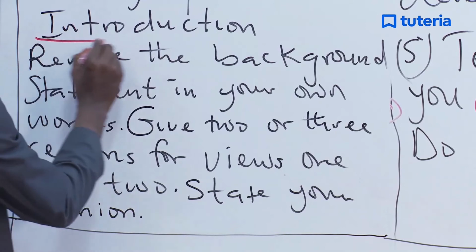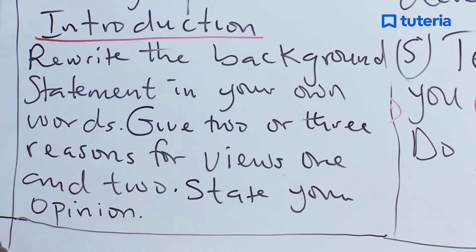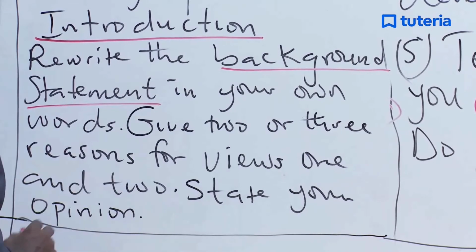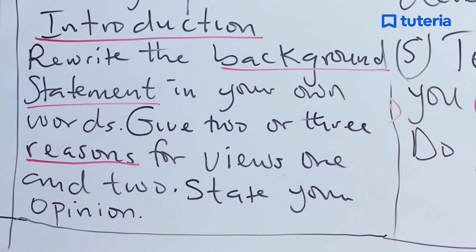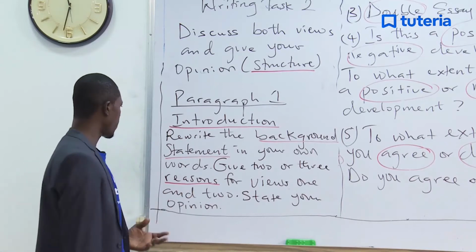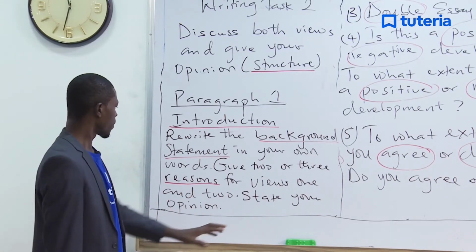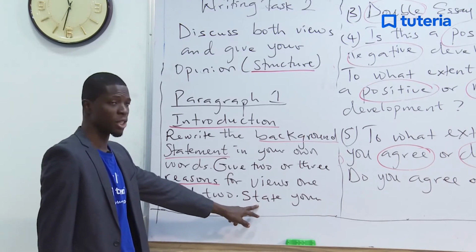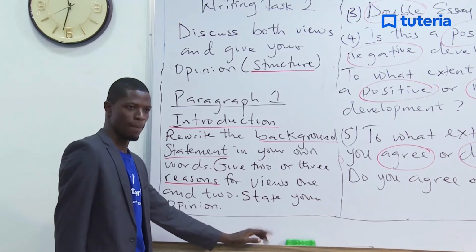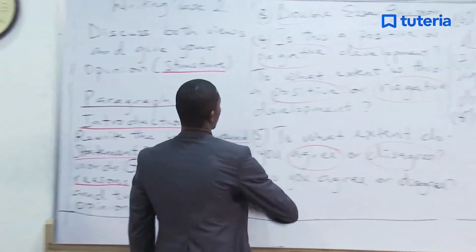So we have introduction. The first thing you do is to paraphrase the background statement. Okay? Then the next thing is to give reasons. Now, the reasons will come in form of a sentence. It can be a complex sentence or two simple sentences or a compound sentence, depending on whichever sentence structure we want to use. Then the last thing you do in the introduction is state your opinion. So that's the introduction.